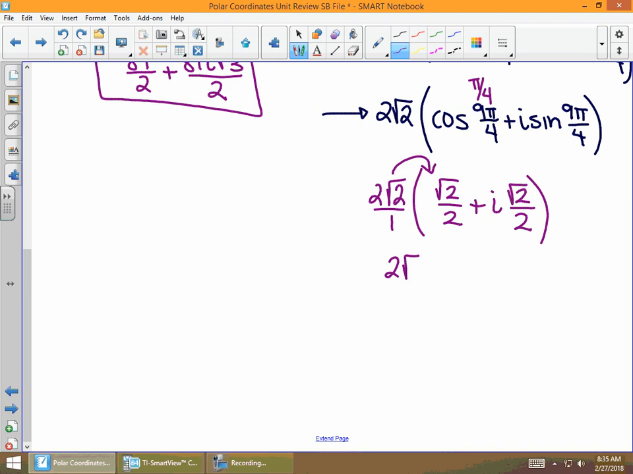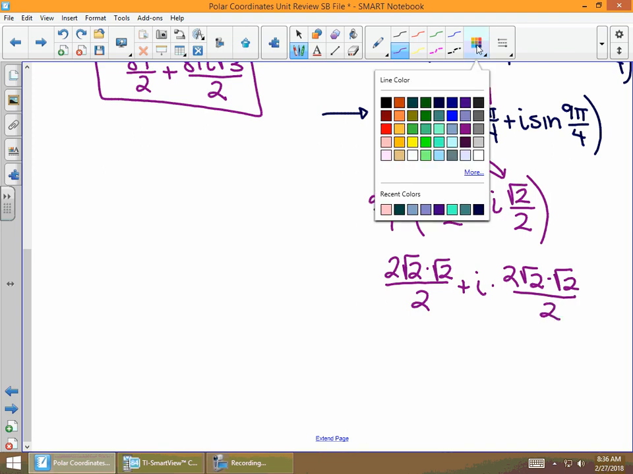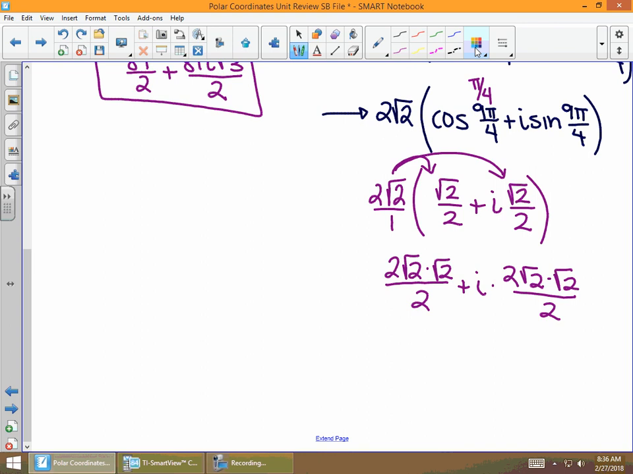2 radical 2 times radical 2 divided by 2, and 2 radical 2 times radical 2 divided by 2. And see what we can cancel. Our 2's cancel. Square root of 2 times square root of 2 is 2. Same thing in our second term. Our 2's cancel. Square root of 2 times square root of 2 is 2. And we need that I.